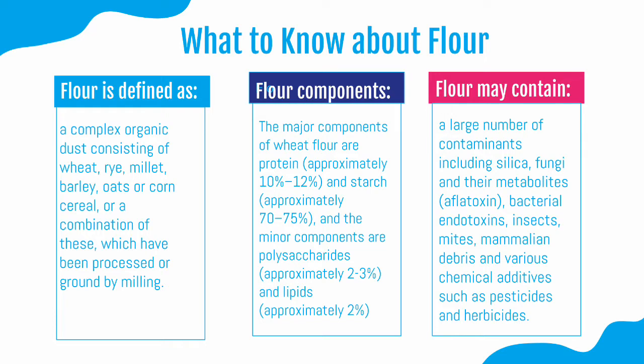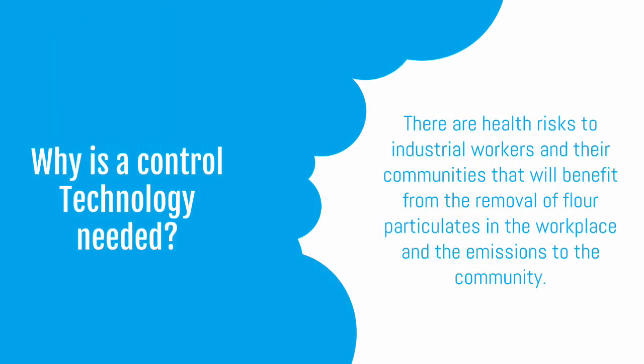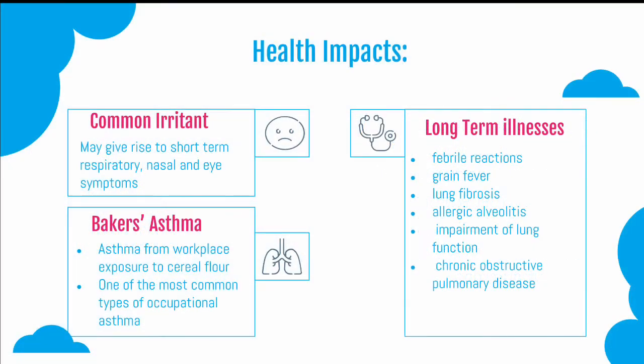as pesticides and herbicides. You may be wondering why control technology is needed. There are health risks to industrial workers and their communities that will benefit from the removal of flour particulates in the workplace and the emissions to the community. Some health impacts include short-term respiratory, nasal, and eye symptoms due to the fact that it is a common irritant.